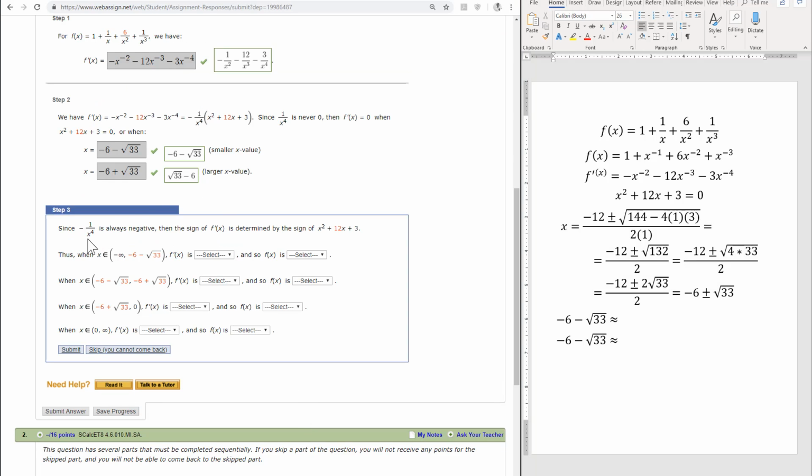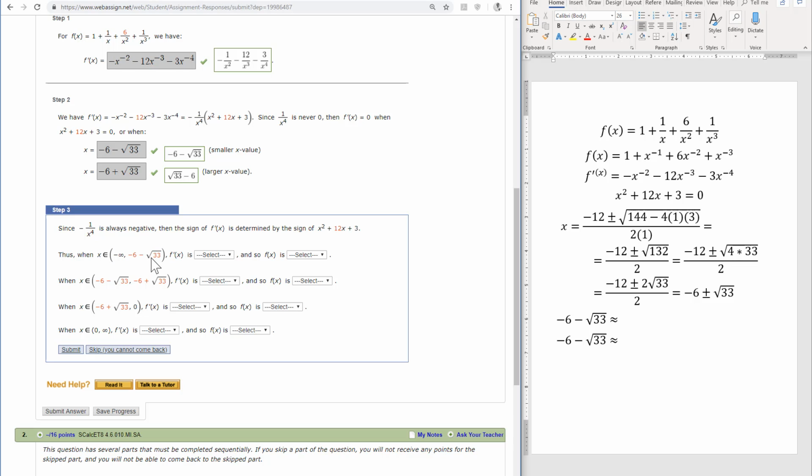Now that we know the critical points, we can check where the things are going to be positive and negative. So we first note that the first factor of our first derivative is always going to be negative. We have x to the fourth, which is positive. The reciprocal is positive, and then you have a negative sign outside. So this is going to always be negative. And so now we're just really going to be concerned about the sign of this factor, x squared plus 12x plus 3.